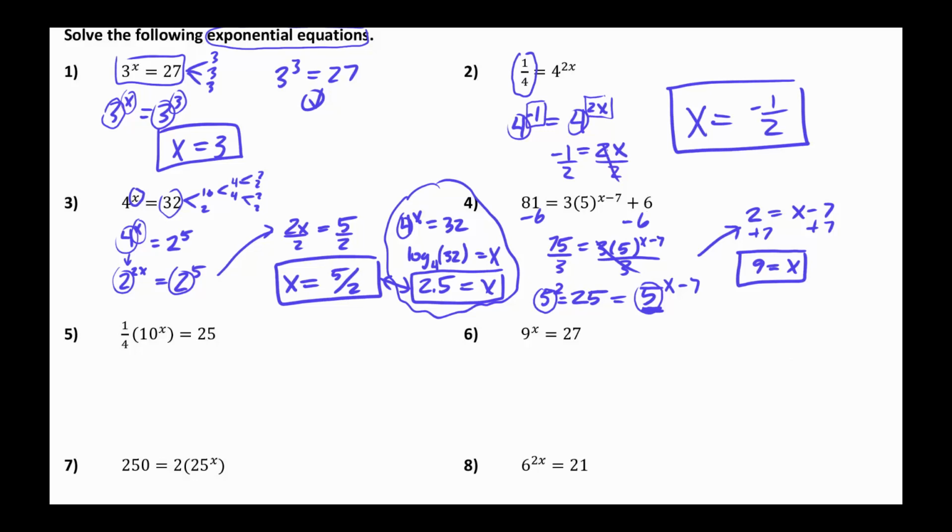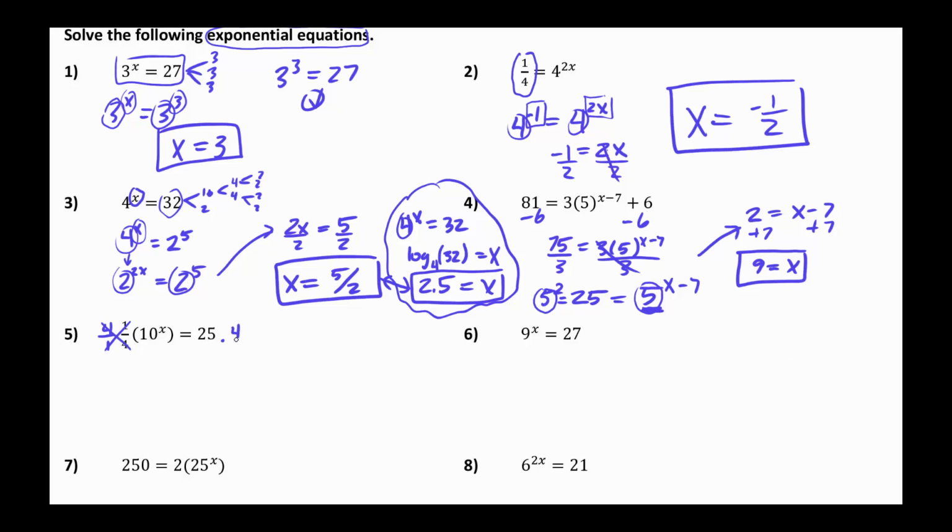Let's use that with question number 5. Question number 5 says 1/4 times 10 to the x power equals 25. Well, how do we get rid of a 1/4 in front? You could divide by 1/4, but one thing I like to do as well is multiply by its reciprocal. Dividing by a fraction and multiplying by a reciprocal, they do the same thing. So 1/4 and 4/1 cancel each other out.